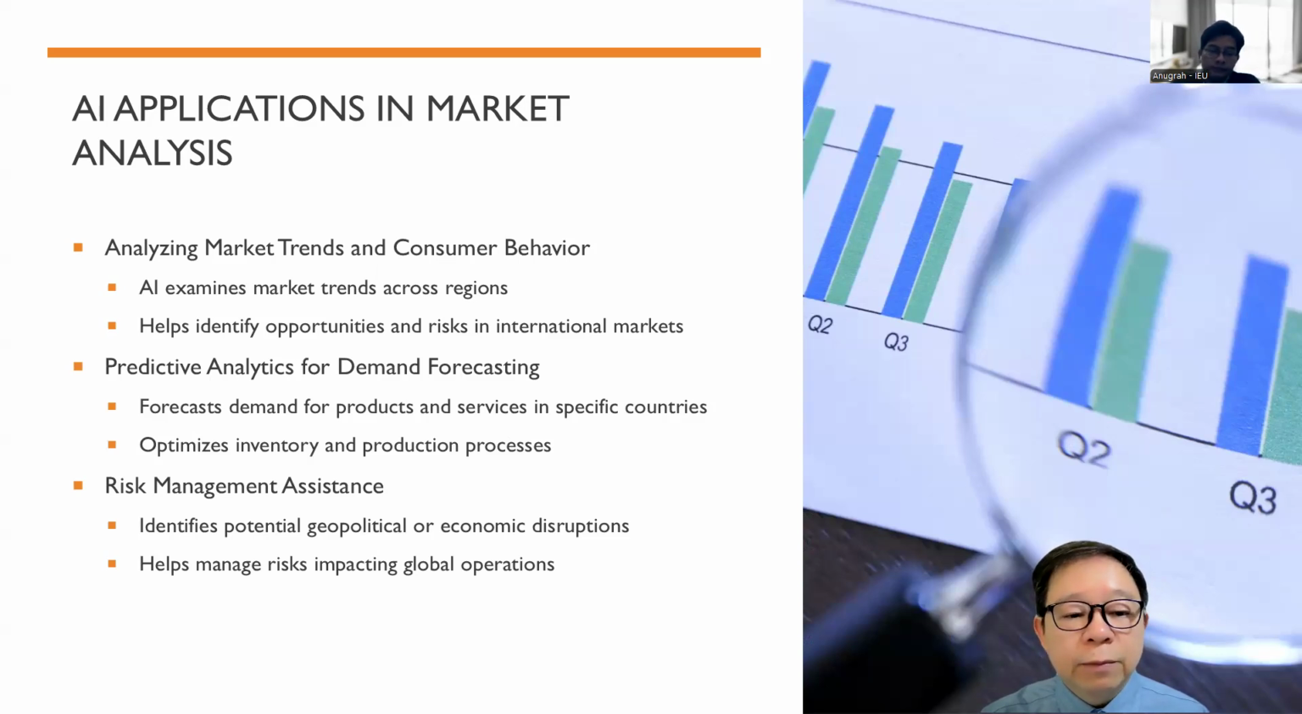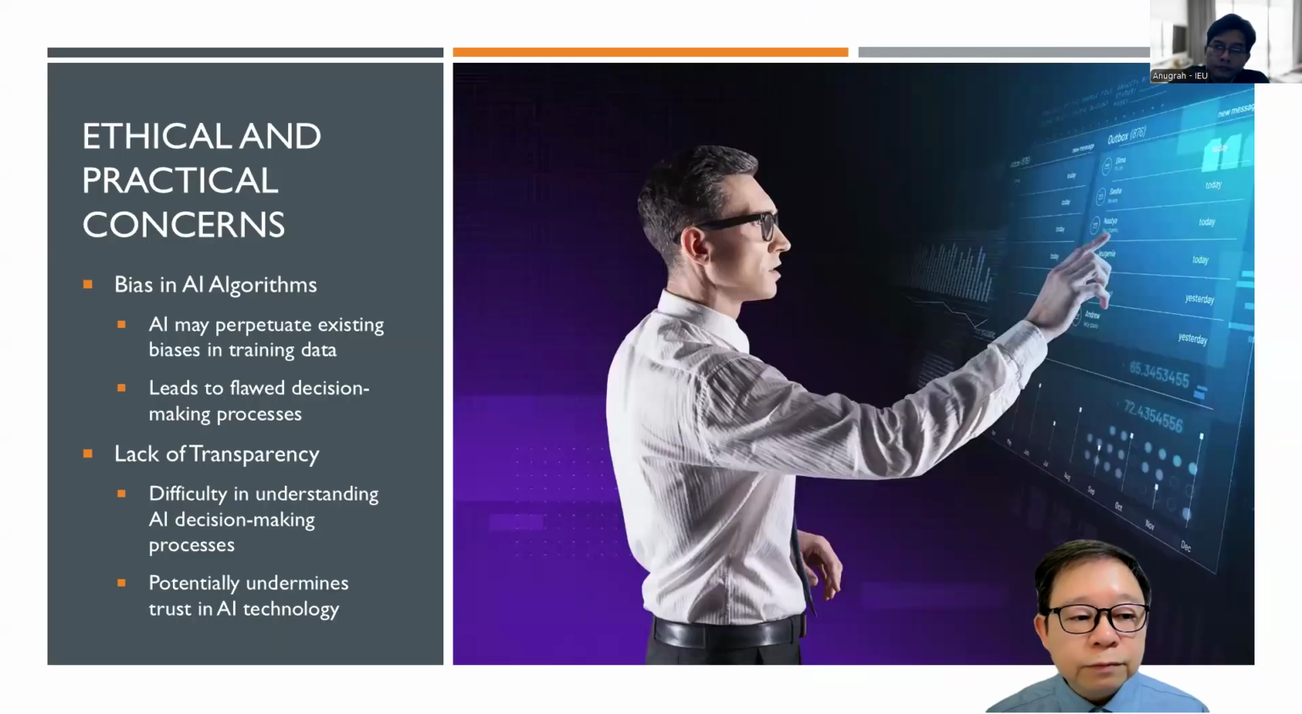Predictive analysis for demand forecasting. It forecasts demand for products and services in a particular country because we are able to collect the local data. At the same time, we can look at the specific country's data also. It can help us to optimize the inventory and production process. We can identify potential geopolitical and economic disruptions, and it can help us to mitigate our risk also. So that is what AI can help us with.